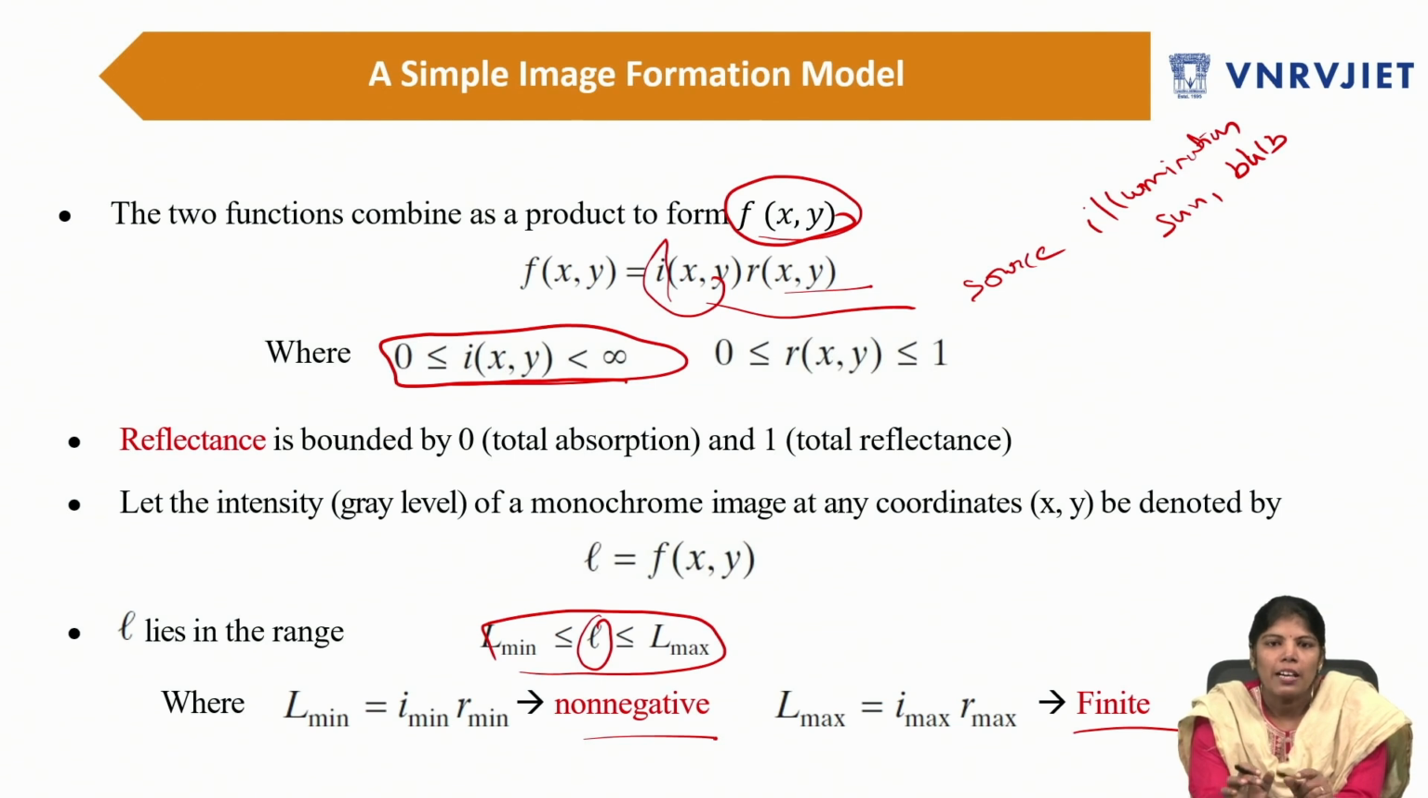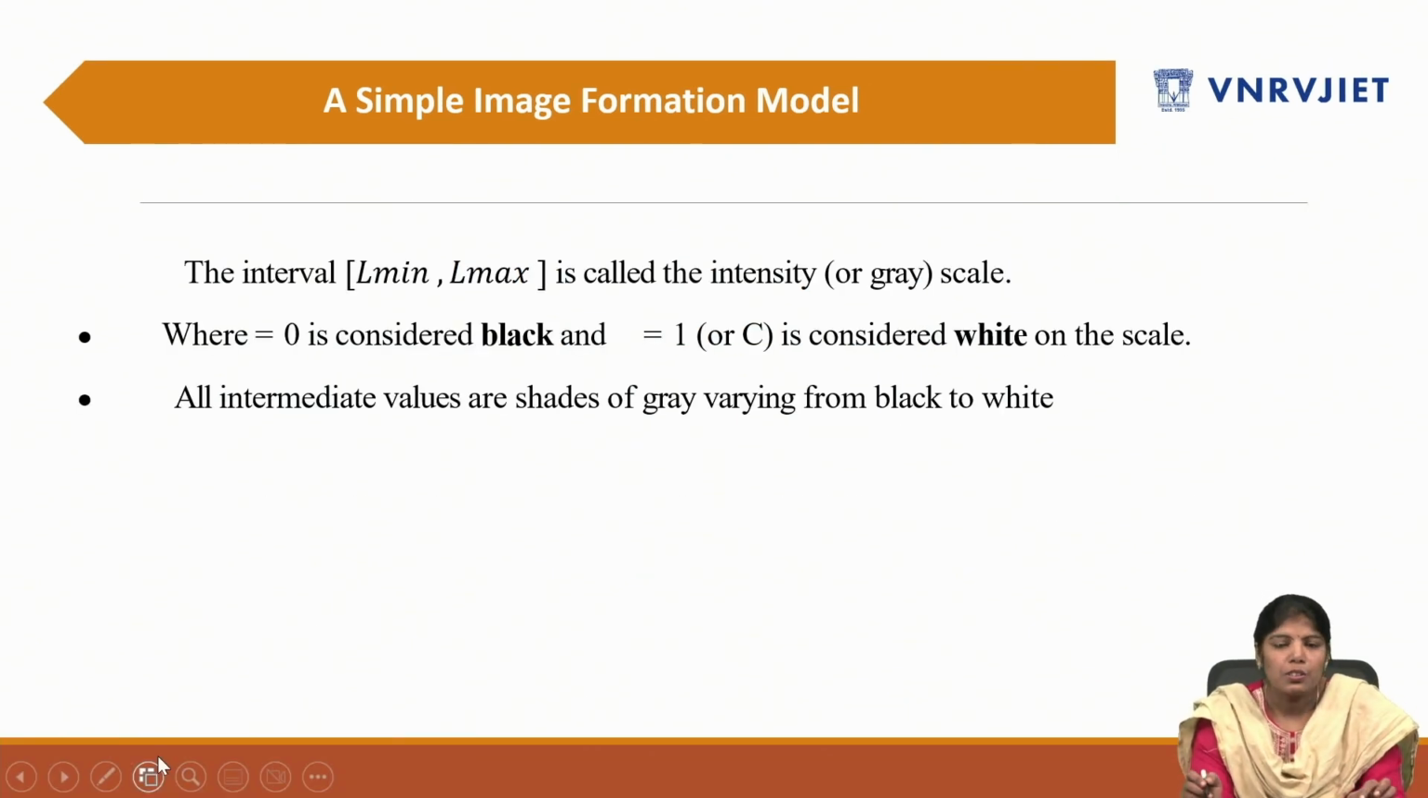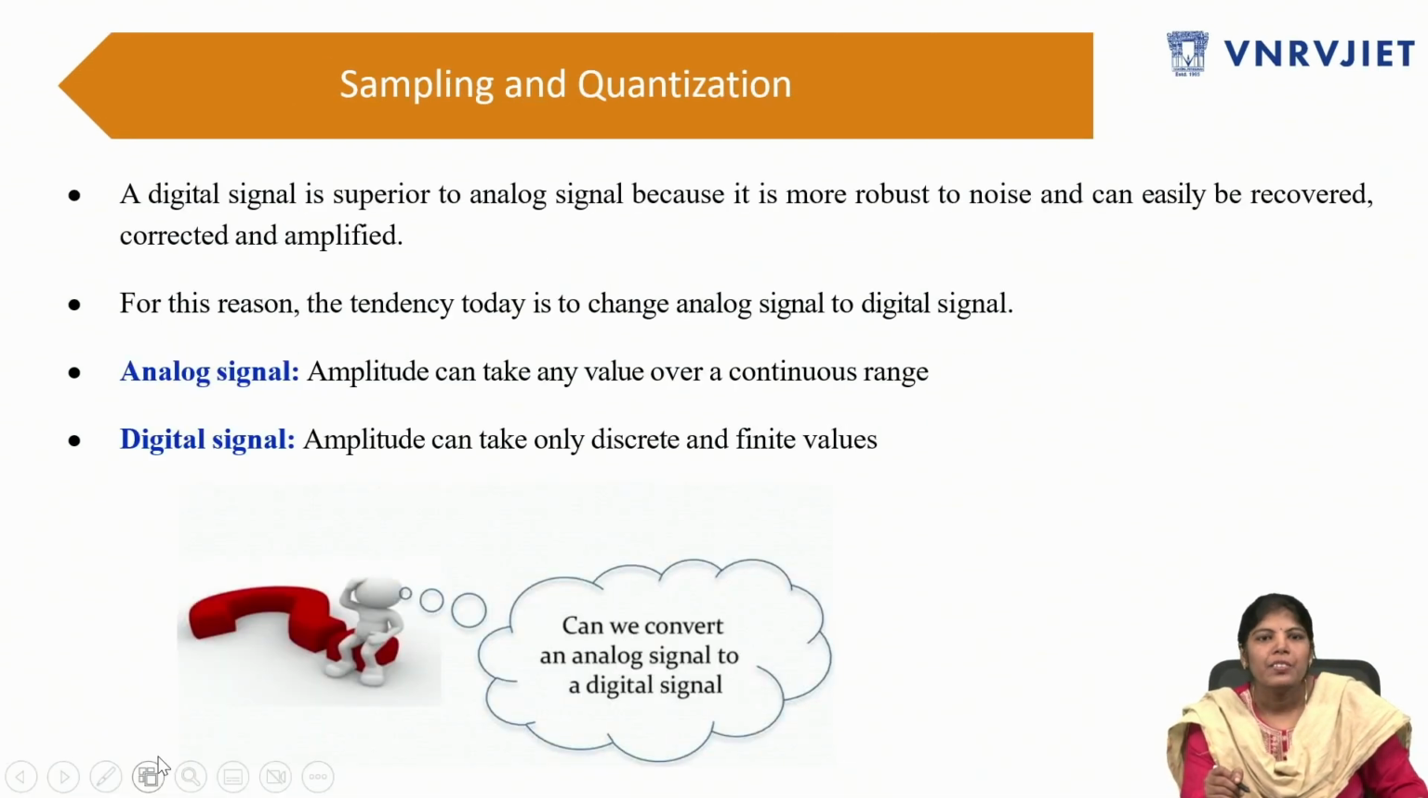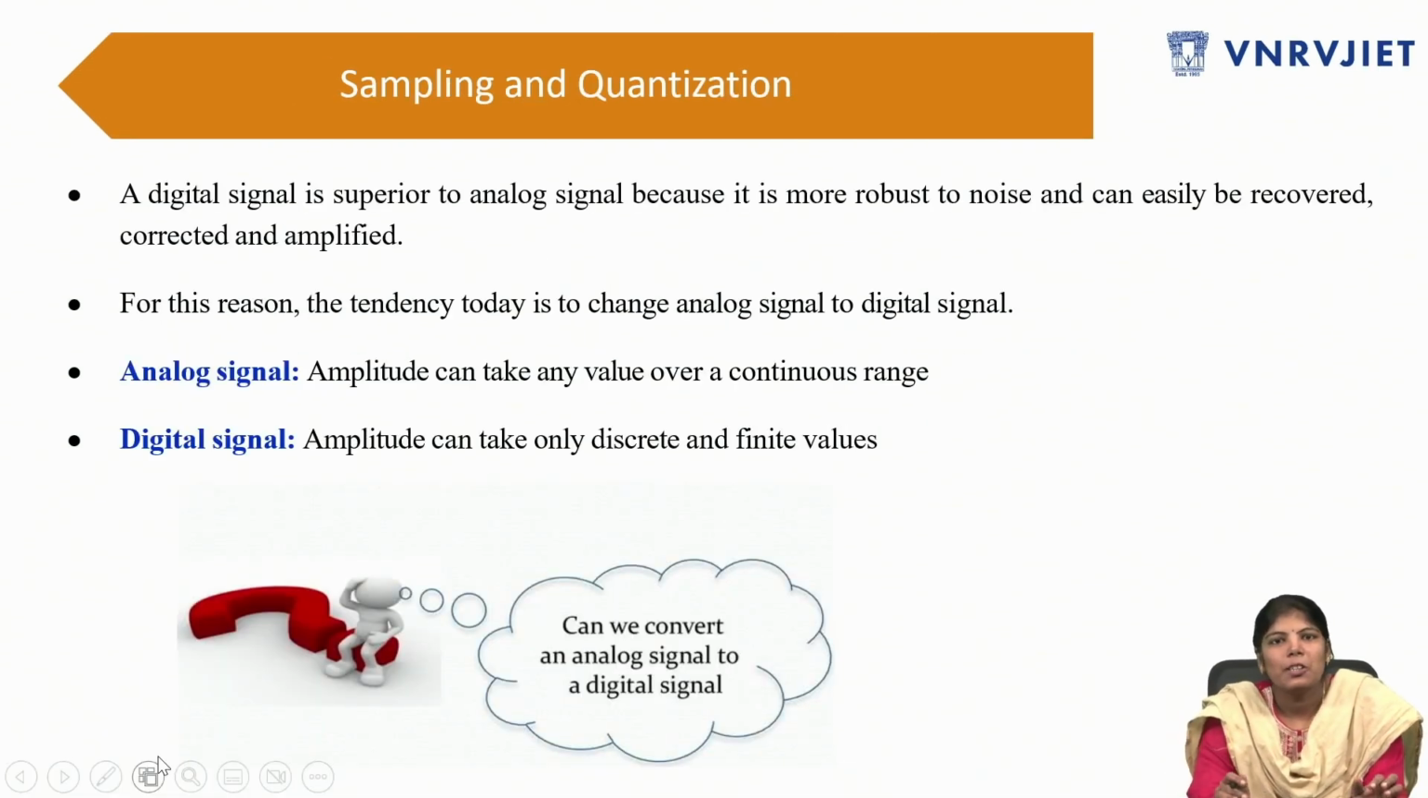What I want to convey here is that the intensity levels always lie within the range of the particular image. They should not go beyond that. So that is about the intensity levels, where 0 is considered black and 1 is considered white. Now we'll go to the main topic, sampling and quantization.